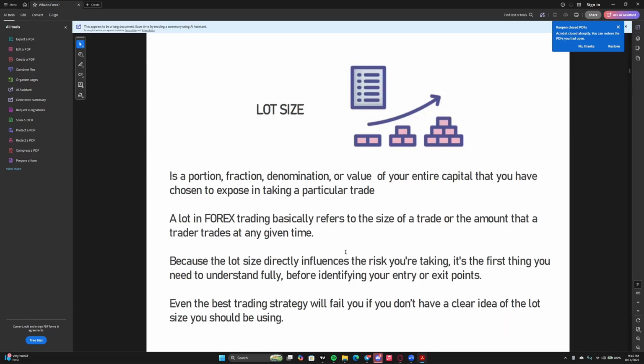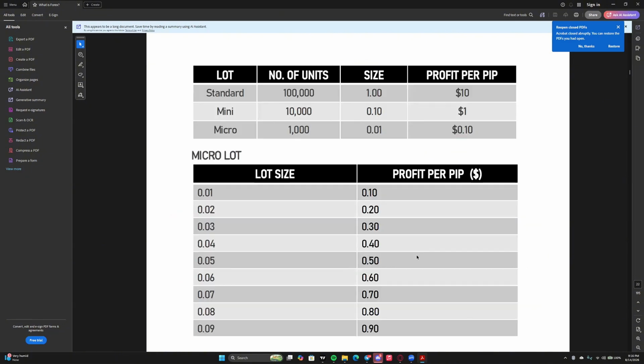So, lot size is the particular amount that you're willing to expose to the market, that you want to risk on a trade. We have different types of lot sizes: the standard, the mini, and the micro. The standard lot is a lot size that has to do with one and above, a whole number: 1, 2, 3, 4, 5, 6, 7, 8, 9, 10, 20, 50, 100. They are all standard lots. Then we have the mini lot, 0.10. But let me get back to the standard. The standard lot is any whole number.